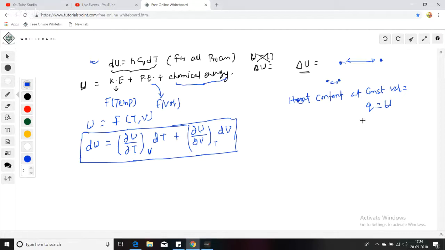Okay, internal energy is the heat content at constant volume, and enthalpy is the heat content at constant pressure, right? So I did not give you this initially, because it comes from the heat capacity, right? And what is the heat capacity? I'll just tell you here only.